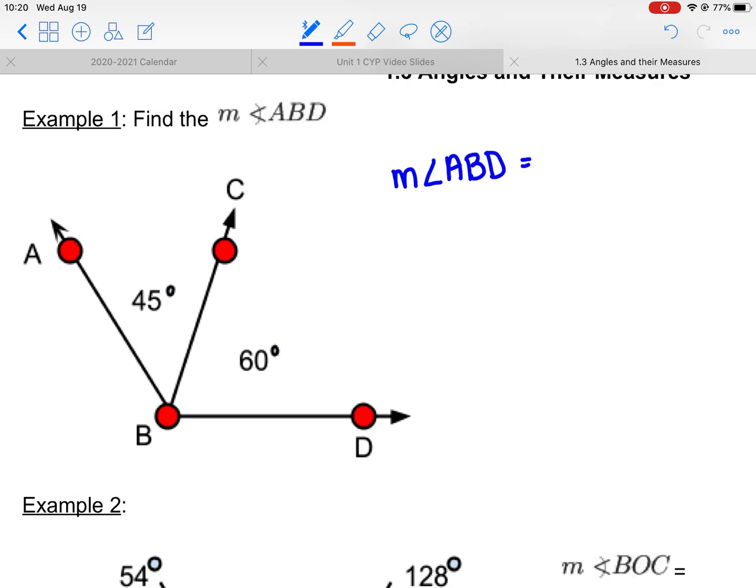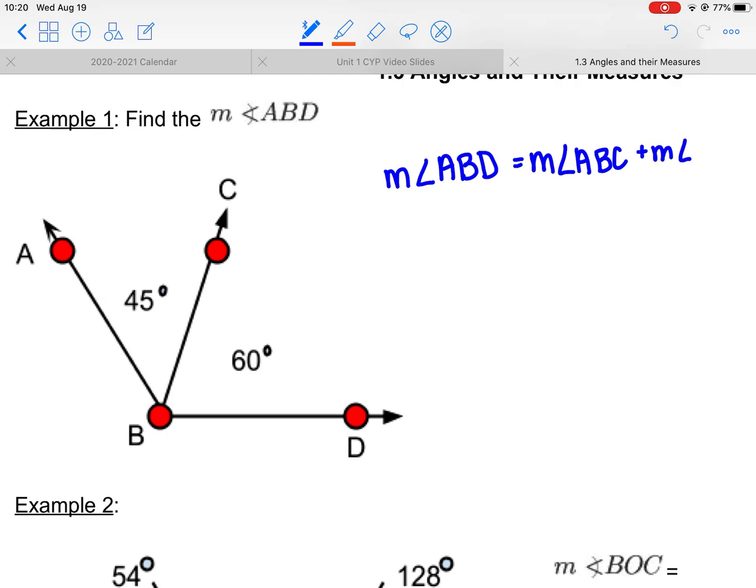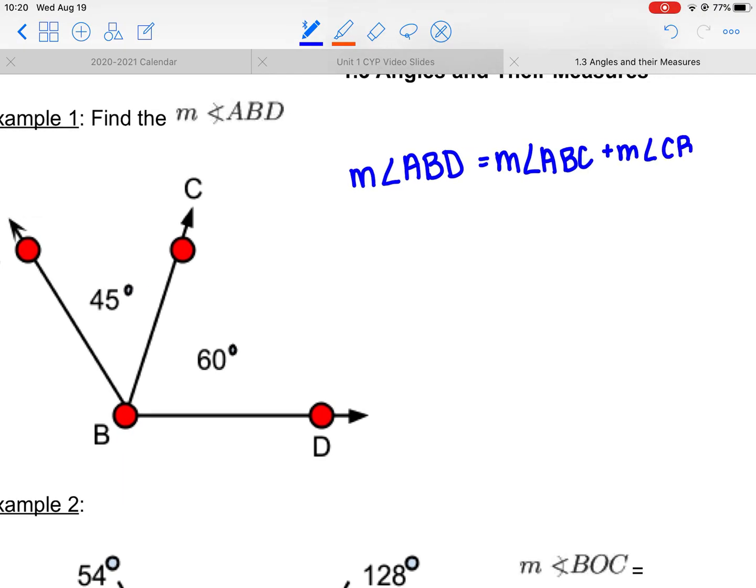These are not numbered. They are measured, but they are not numbered. So I'm going to say the measure of angle ABC, to show the one on the left, and then I'm going to do the measure of angle CBD. So if I add those two pieces together, I should get the measure of angle ABD.